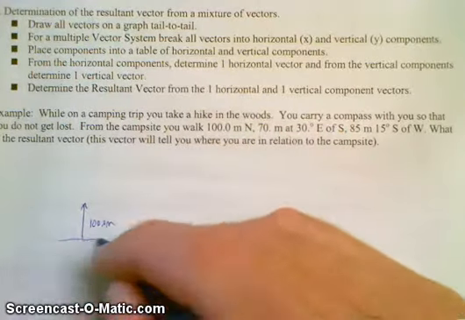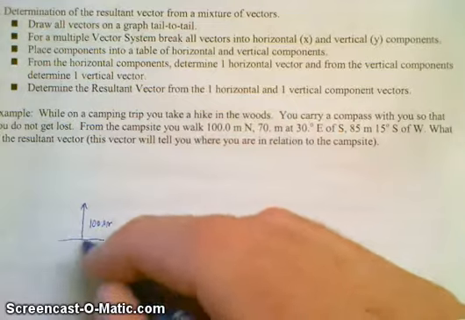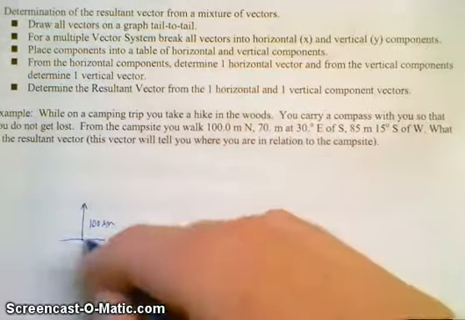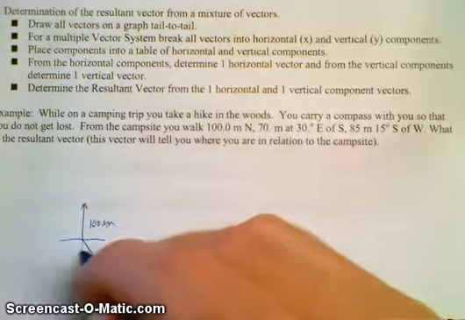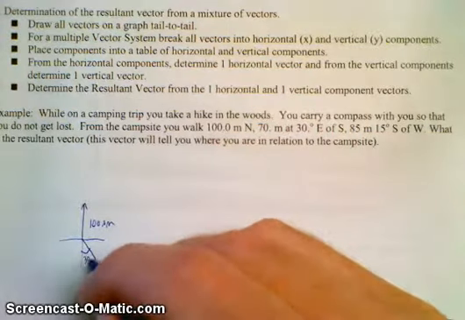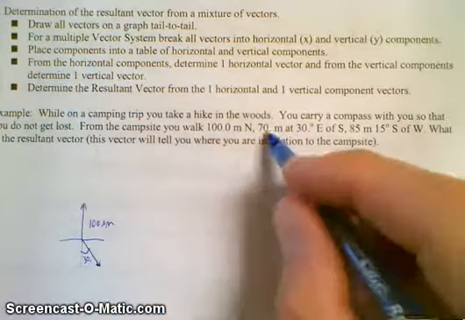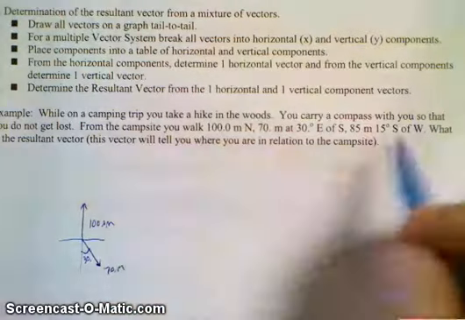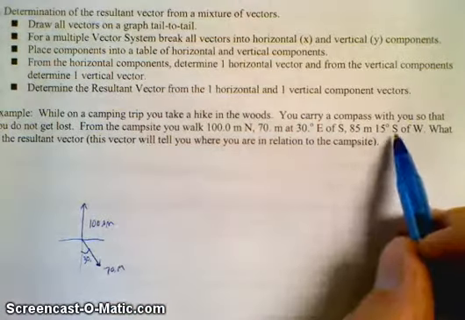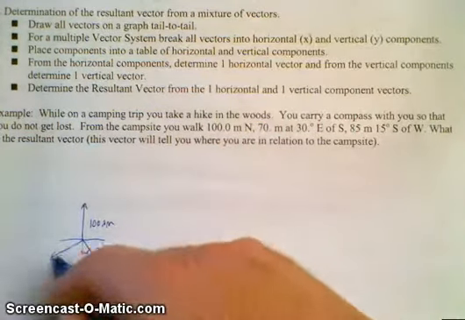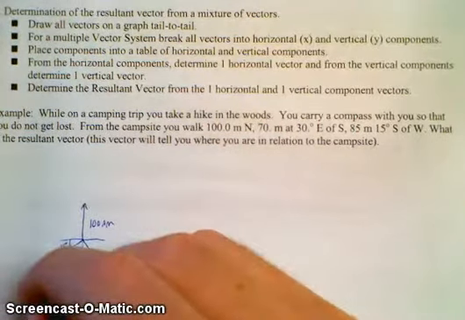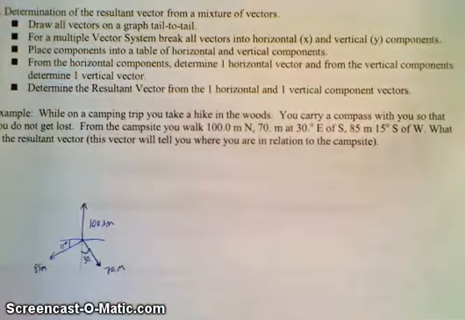So I'm going to draw them all in the same coordinate system, tail to tail. So east of south, that would be right here. 30 degrees, and it's 70 meters. I then have 85 meters, 15 degrees south of west. 85 meters. What is the resultant vector of this situation?